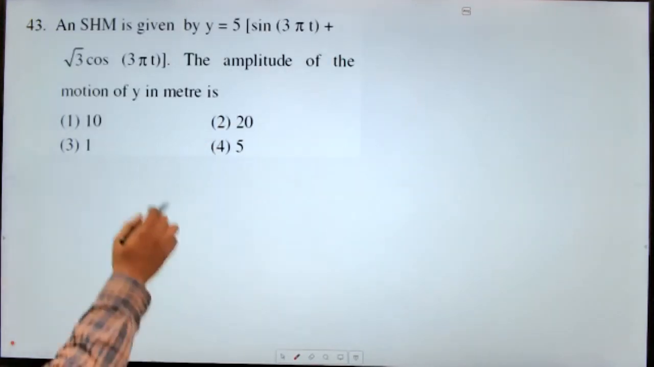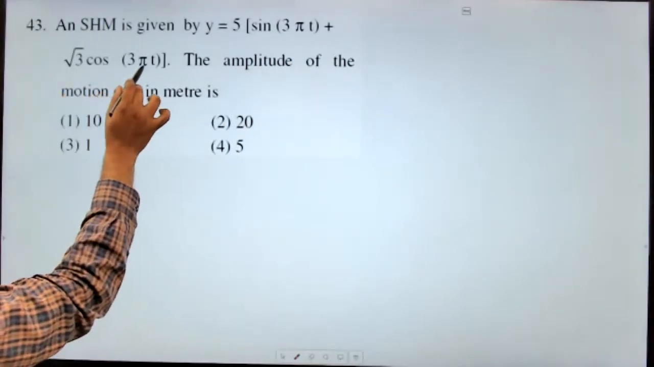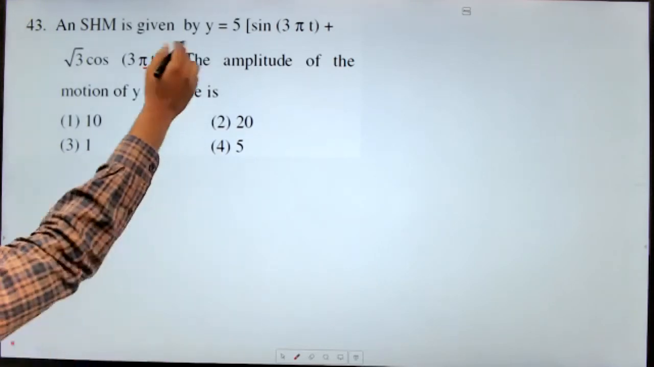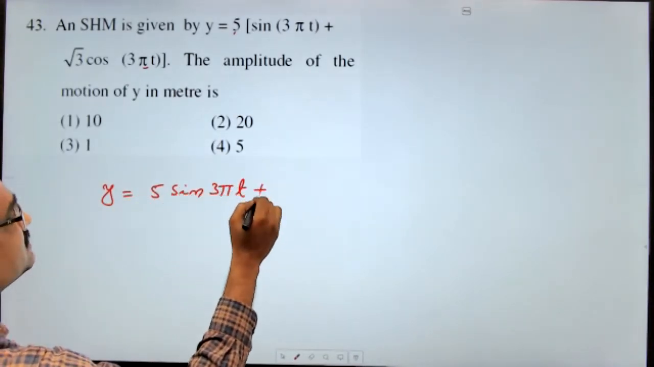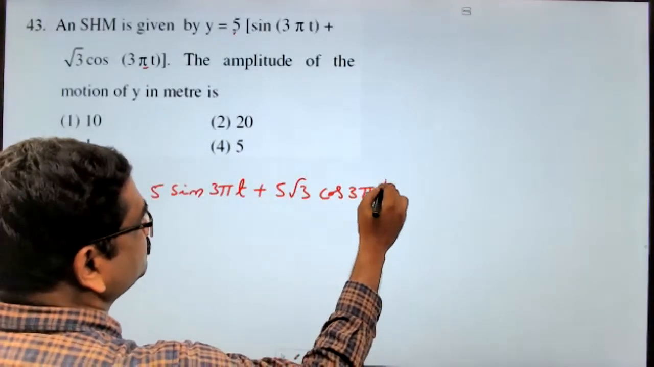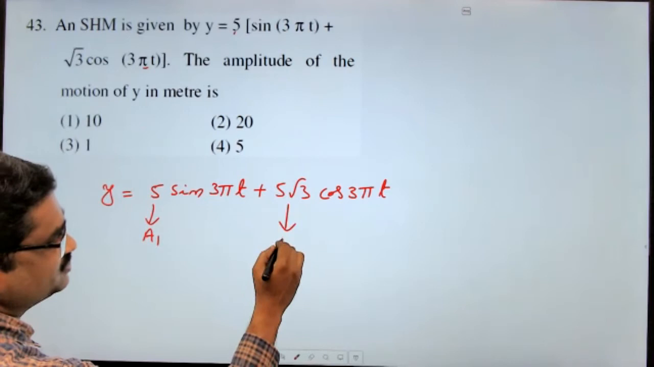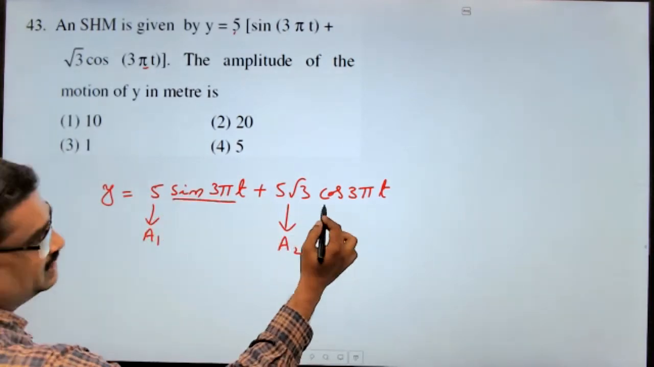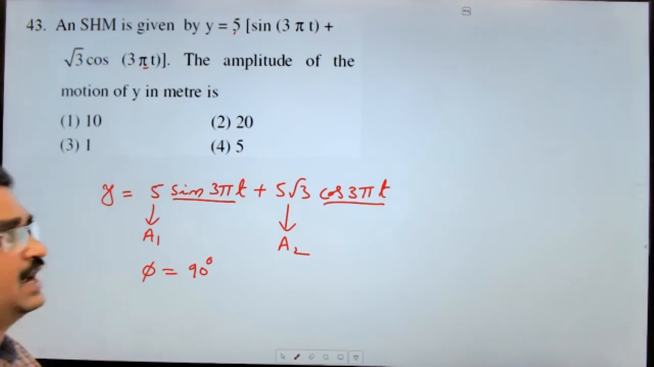Next. In a simple harmonic motion, y equals 5 sin 3 pi t plus root 3 cos 3 pi t. Multiply this 5, then 5 sin 3 pi t plus 5 root 3 cos 3 pi t. Now this is of amplitude A1, this is of amplitude A2. Here sine function is there, here cos function is there. Now what is the phase difference? 90 degrees. For sine and cos functions, phase difference is 90.